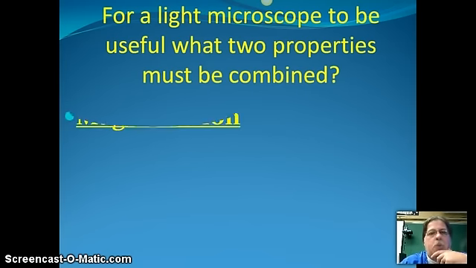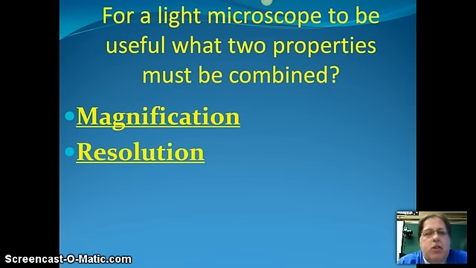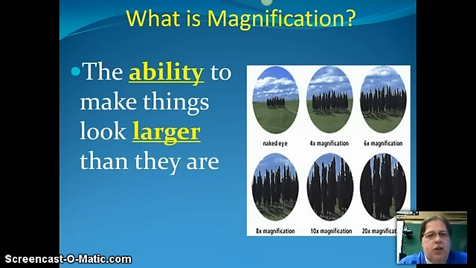When we talked about our microscopes, we talked about two things that must be combined. One is called magnification and the other is called resolution. Magnification is the ability to make things look larger than they are. Okay? On this picture right here, here's the naked eye. Over here is 4 times the magnification. We have 6 times, 8 times, 10 times, and 20 times the magnification. What's happening is each time it magnifies, things get closer to us.